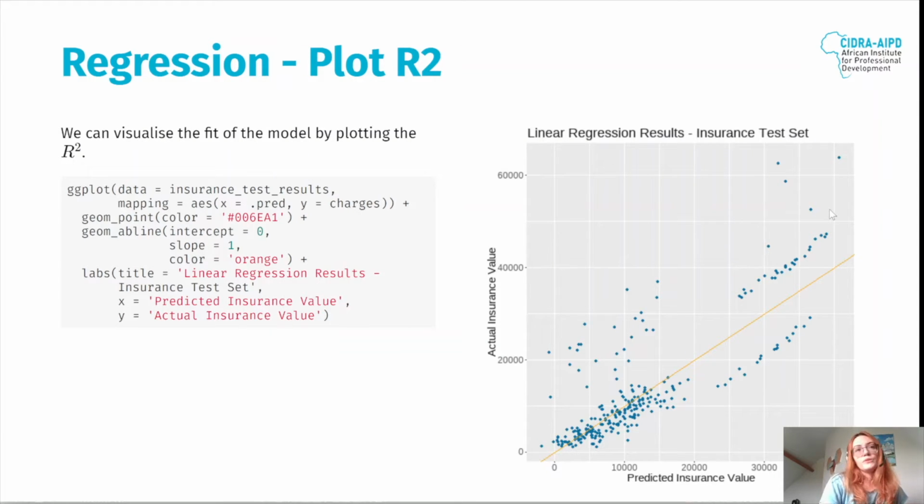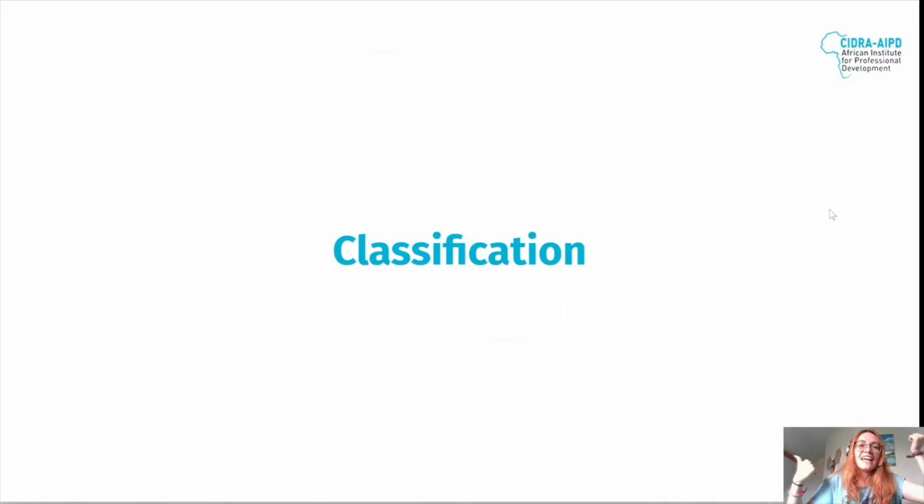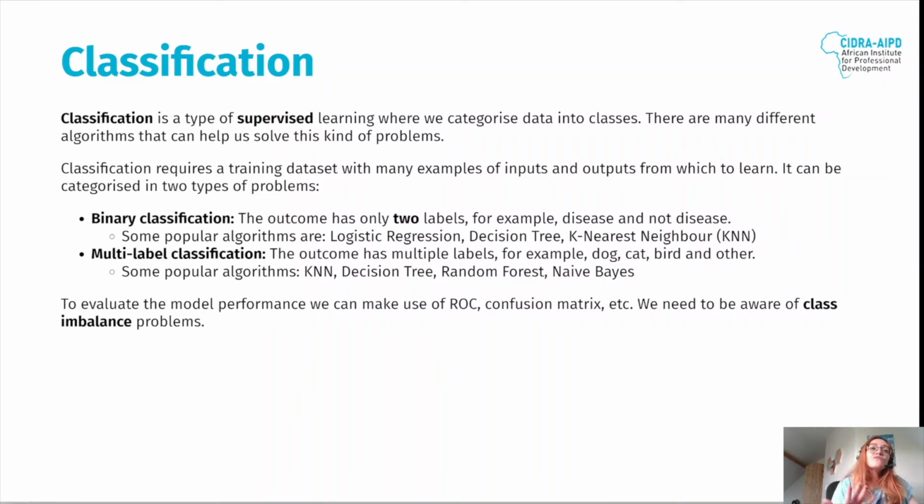And this pretty much finishes how you deal with a regression type of problem. And now we can move on to classification. We saw that there are two types of supervised learning: regression that we just saw, and now classification that we're going to see more in depth with some examples. So classification is a type of supervised learning, and we categorize data into classes. That's why we're saying that we're classifying things, and it's a classification problem.